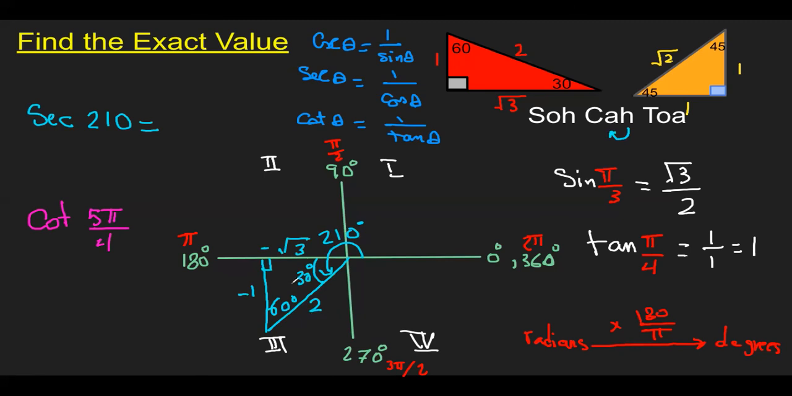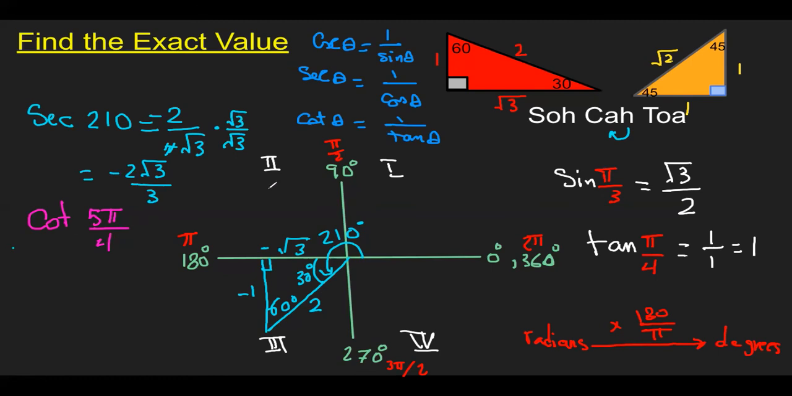So it will be 2 over negative root 3, because as I said, the secant is the reciprocal of cos. If cos is adjacent over hypotenuse, then the reciprocal will be hypotenuse over adjacent. So it will be 2 over negative root 3. If I want to rationalize the denominator, I just multiply this by root 3 and this by root 3. And my final answer would be negative 2 root 3 over 3. It's always better to write the negative on top. It looks better than having it on the bottom. So this is the answer for secant 2π/3.